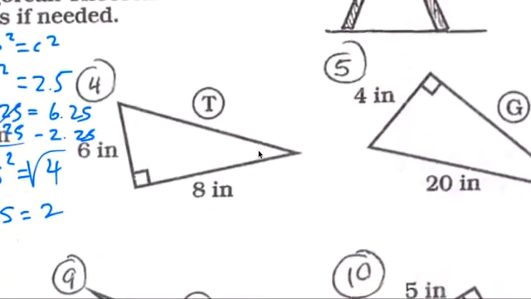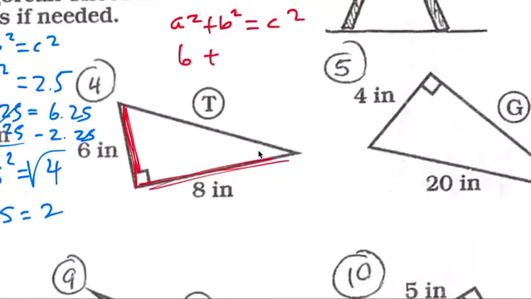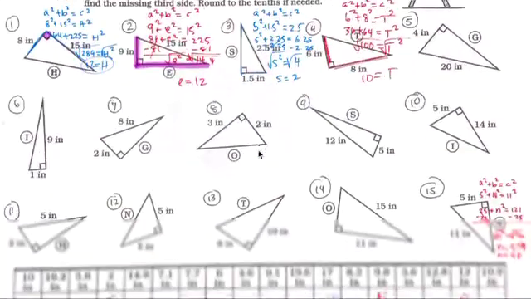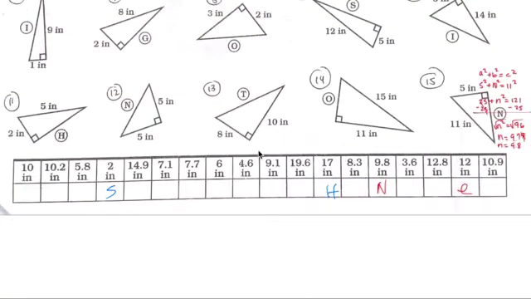Number 4, Pythagorean theorem again. A squared plus b squared equals c squared. A is 6, b is 8. Square it equals t squared. 36 plus 64, that's 100. Square root of 100 is 10. T is 10. So find 10, put letter T.